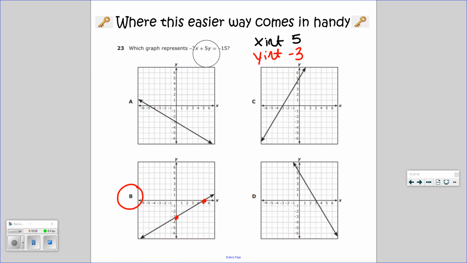So again, you're just covering up the x value or the y value to solve for x, and covering up the x value to solve for y. Make sure you keep the signs with them.